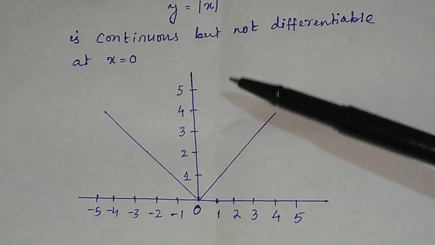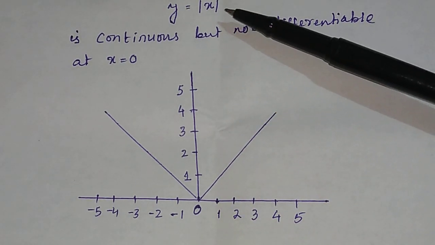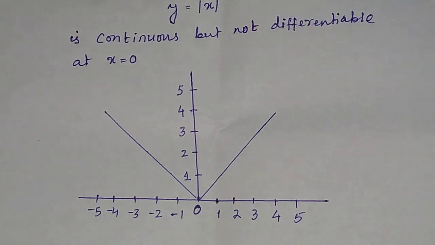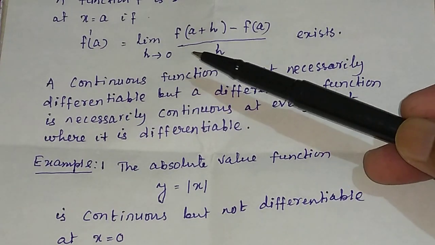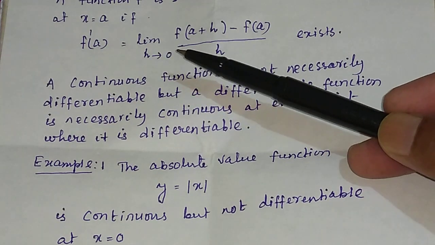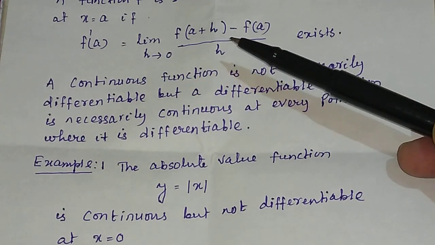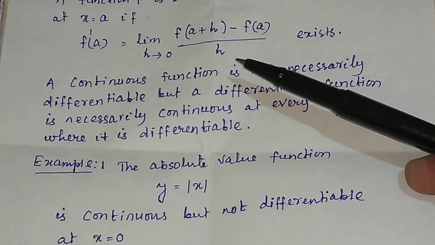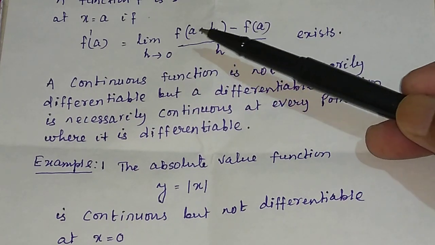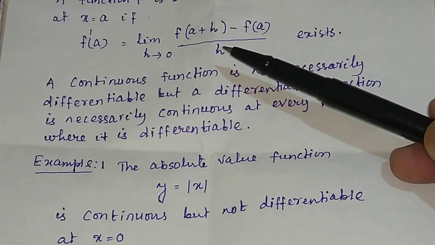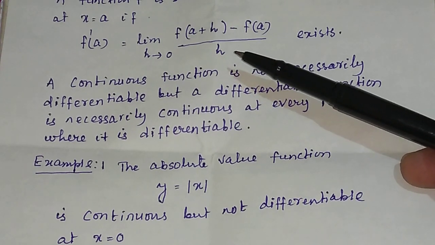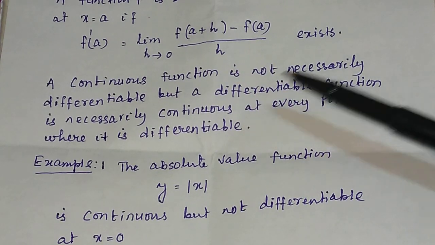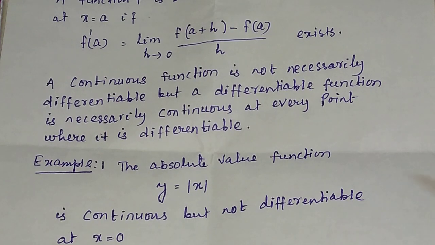If you find the derivative in terms of limit, as I have told you, f dash a equal to limit of f of a plus h minus f of a, divided by h, as h approaches 0. If you take the function y equal to modulus of x in this form, you cannot find the derivative; the derivative of y equal to modulus of x will not exist.